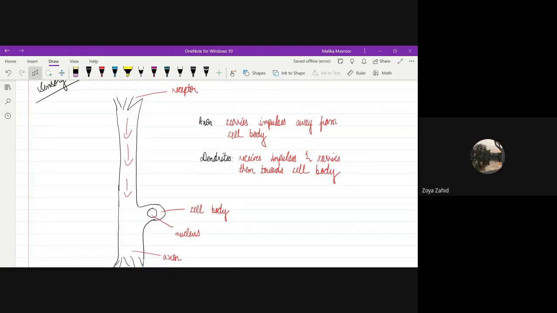So the electrical impulses travel one way? Yes, they travel one way. They cannot travel backwards.